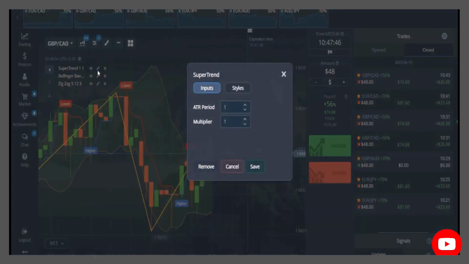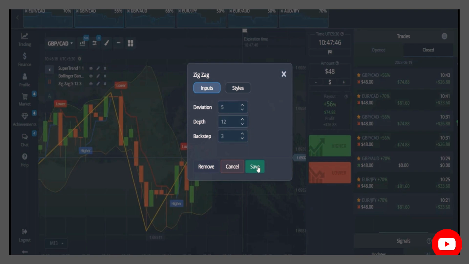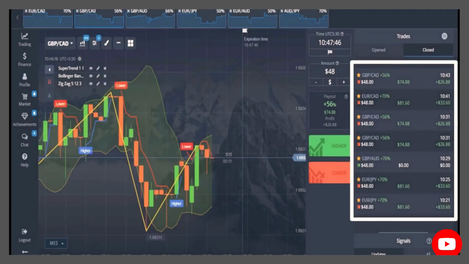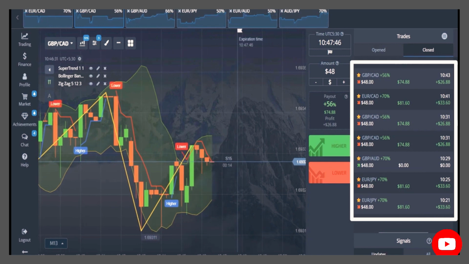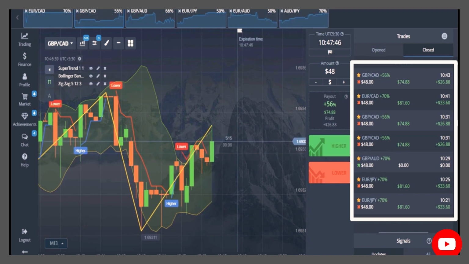Now, let's take a look at the settings for the three indicators used in this strategy. Please refer to the video or the provided instructions for the accurate settings of the Supertrend indicator, Bollinger Bands, and ZigZag indicator. During today's session, we took a total of 7 trades. Out of these 7 trades, we won 6 trades and experienced a loss on 1 trade. It's great to see that we were able to recover the loss by doubling the amount for the next trade. Overall, our success rate for the day is approximately 86%, 6 out of 7 trades won.